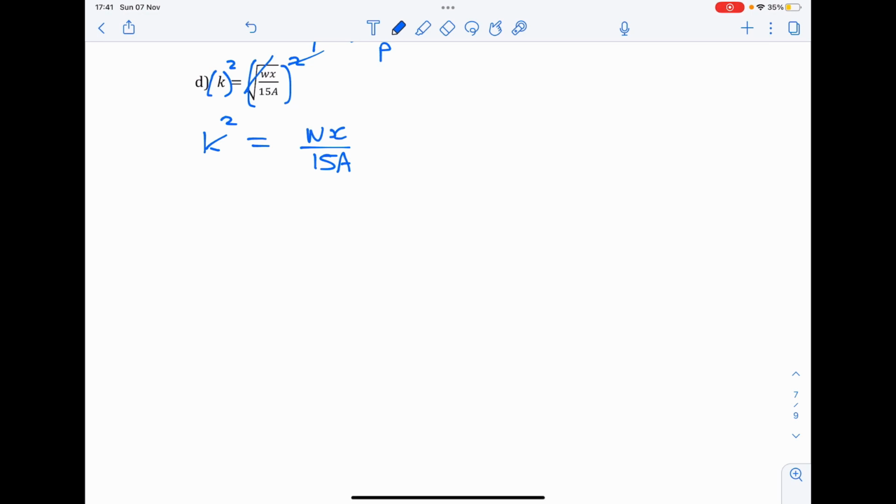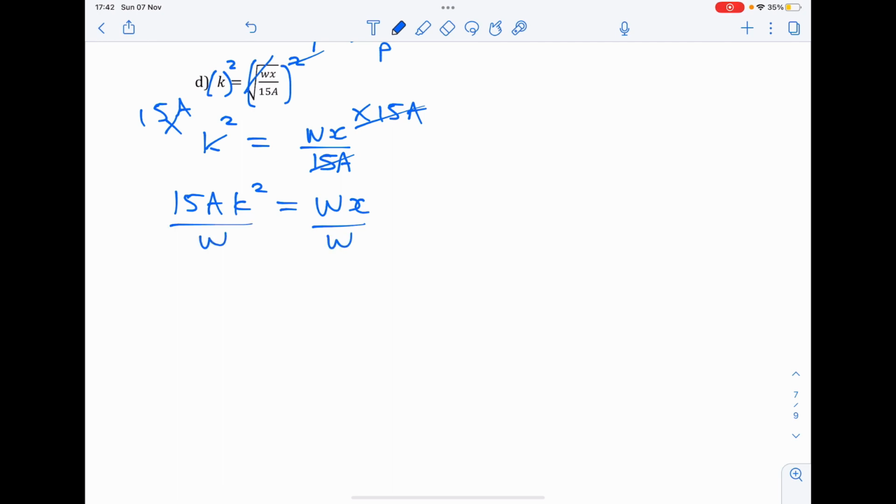We want to get rid of the fraction, so multiply by 15a on both sides. So 15a k squared is equal to wx. We want the x by itself, so we divide both sides by w. So x is equal to 15a k squared over w. Okay, all you're doing is shuffling around the equation to get it in terms of whatever variable the question is asking.